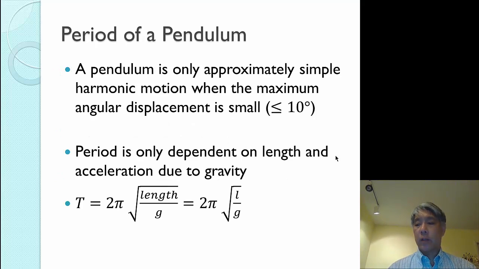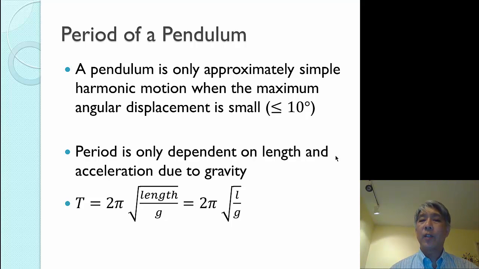Just to remind ourselves, the period of a pendulum is only approximately simple harmonic. The restoring force is roughly equal to the displacement only when the angle of displacement is relatively small. Less than 10 degrees is the rule of thumb that I use. When you start to get greater than 10 degrees, our calculation for the period starts to get less and less accurate. At some point, we wouldn't even call it simple harmonic motion anymore.